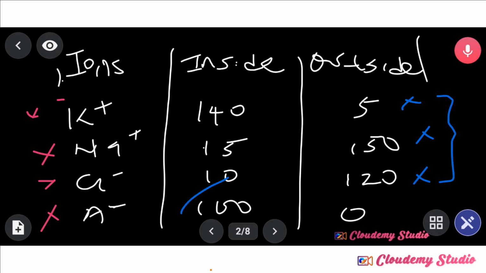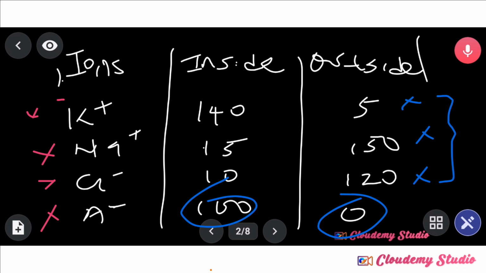But you see the anion. Anion is a protein. It is very large and very heavy, so heavy that it cannot move from inside of the cell to outside of the cell. That is why we have zero anion outside of the cell. You understand? Basically, it is restricted to inside of the cell.